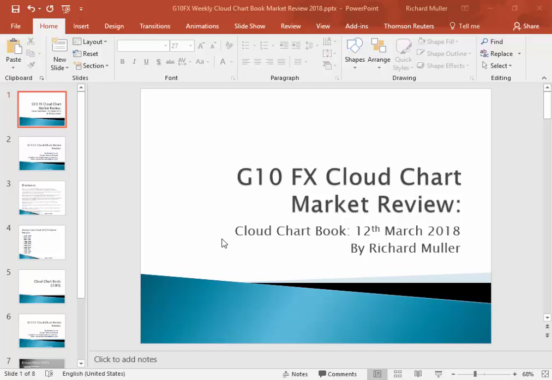Good morning everybody, it's Monday the 12th of March and this morning I'd like to do the G10 FX Cloud Chart market review looking at the G10 currency pairs.